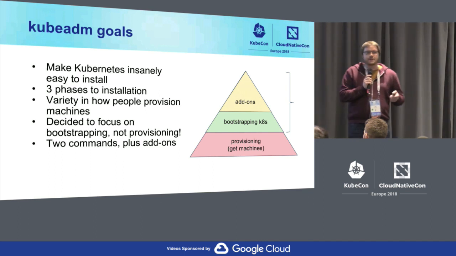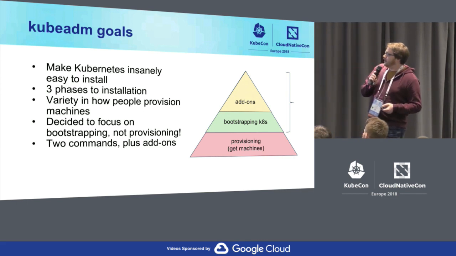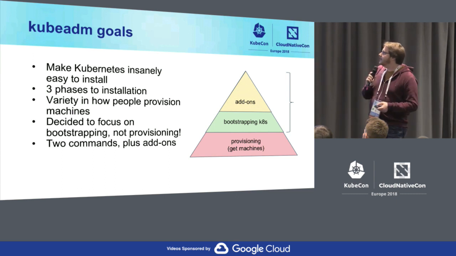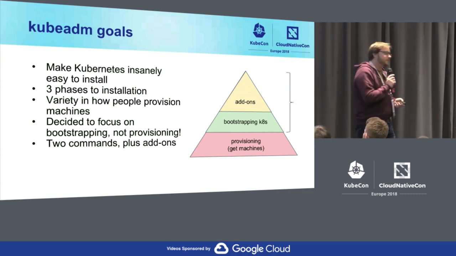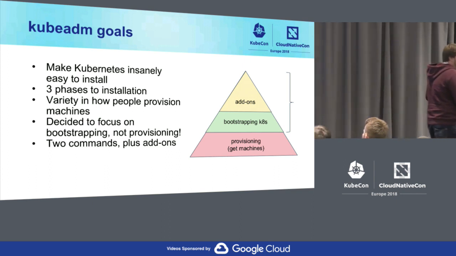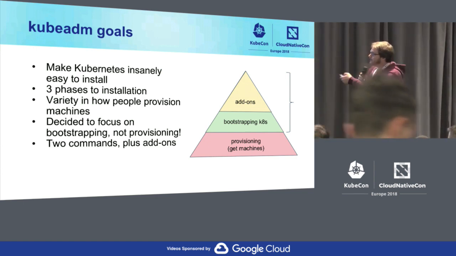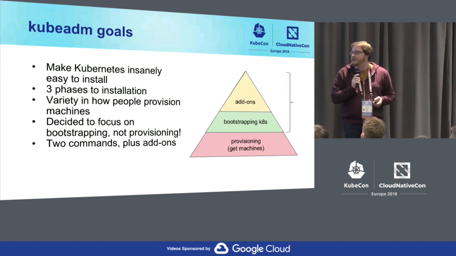So one of the first things that we talked about, and a really important decision that we made early on, was that we were not going to try and manage provisioning, bootstrapping, and add-ons. The reason for this was that there was a huge variety in how people wanted to provision machines. So I guess I should take a step back. The way you get a cluster is that you get some computers, and then you bootstrap Kubernetes on them, and then you install some add-ons for essential services like networking and storage.